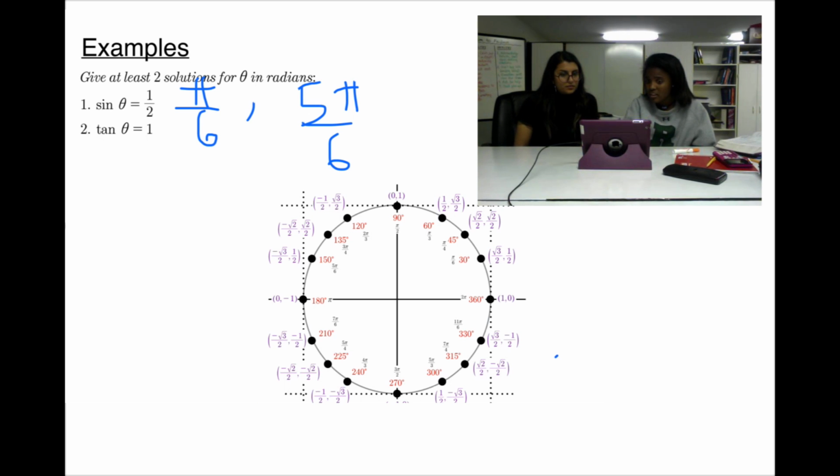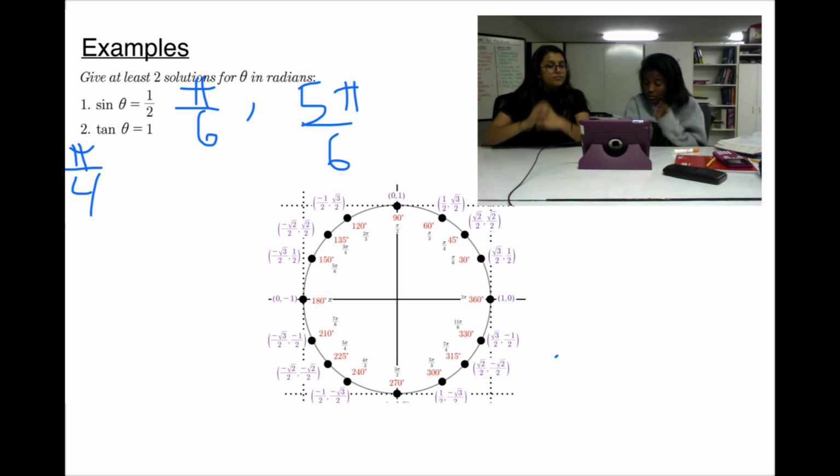So would it be like, oh wait. Where is sine and cosine the same? Oh wait, 45? Yes, exactly. So 45, so it's pi over 4. Pi over 4, and there's one more. And then, 225, so 5 pi over 4. Yes.